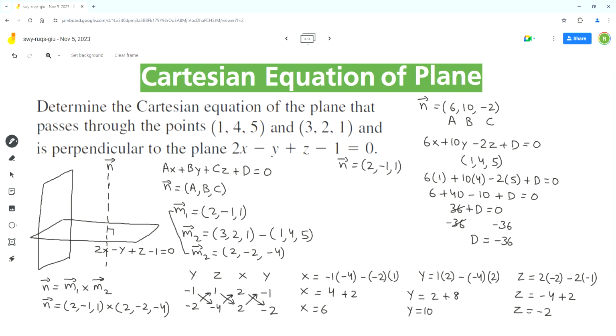Now we can sub in the value of D in this equation. So we get, we can reduce this equation by dividing each term by 2. So this should be the final answer for the Cartesian equation of the plane.